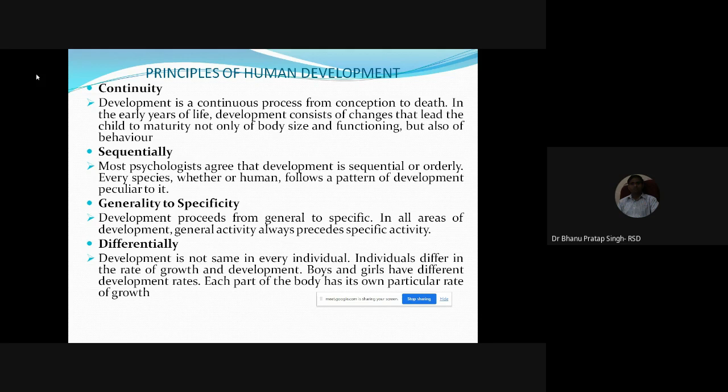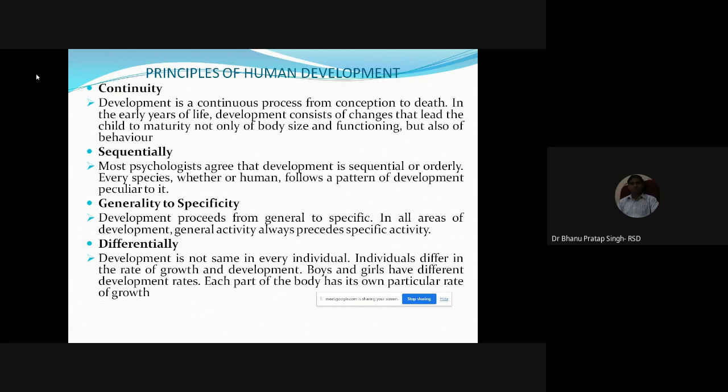First a child starts learning Hindi, English, math, but after a period of time, he starts taking interest in some particular, specific areas, as per their need or interest, and starts some kind of specialty. And if we talk about physical development, some may be taller, some may be smaller. So in all areas of development, general activity always precedes specific activity.